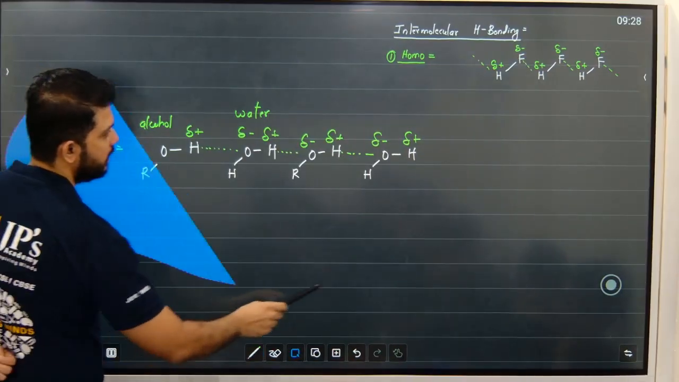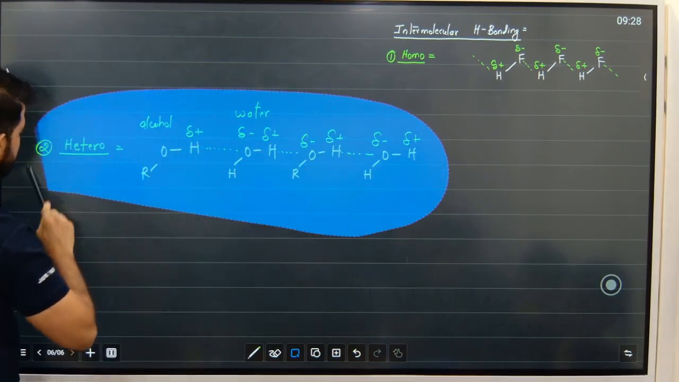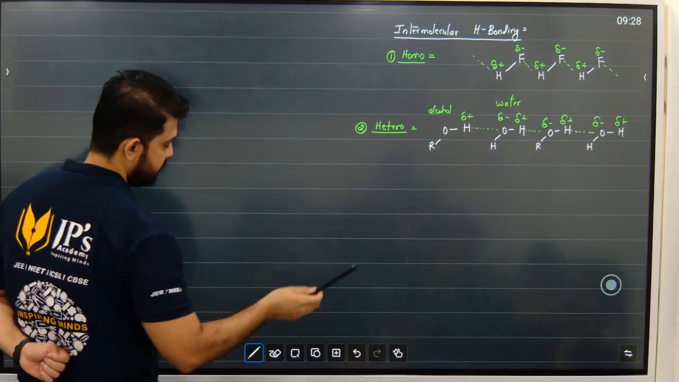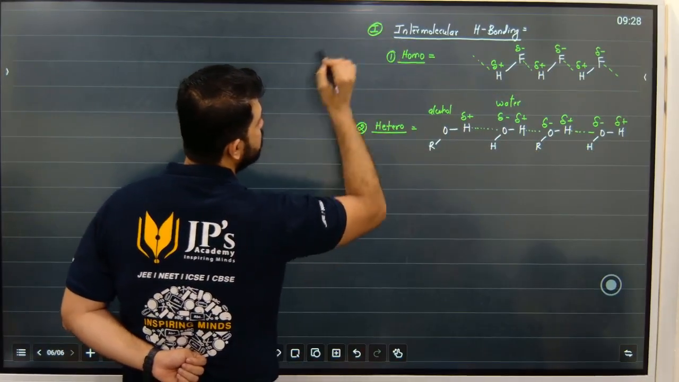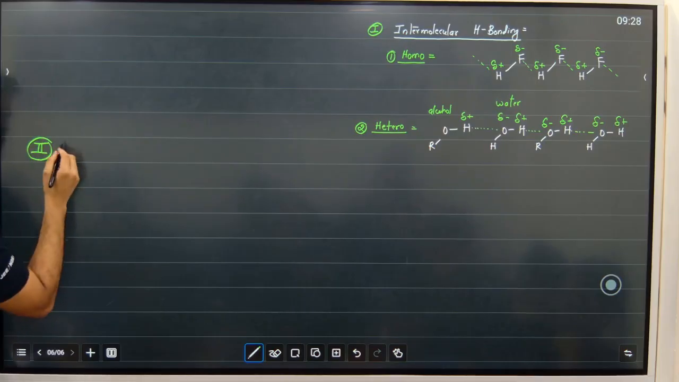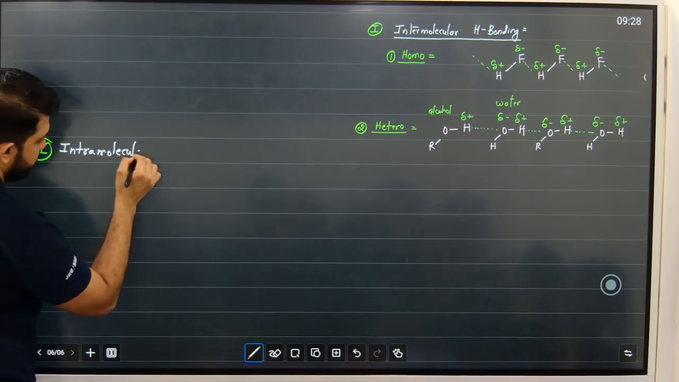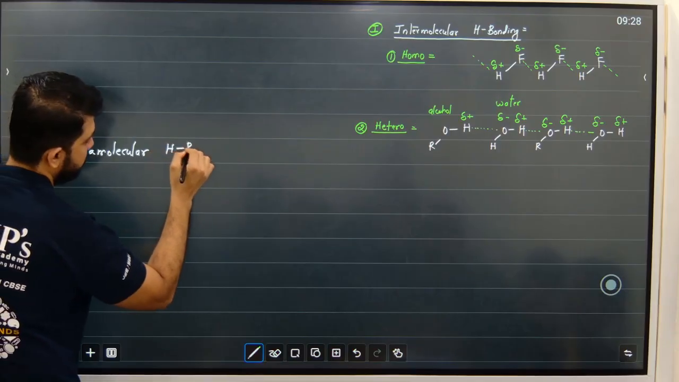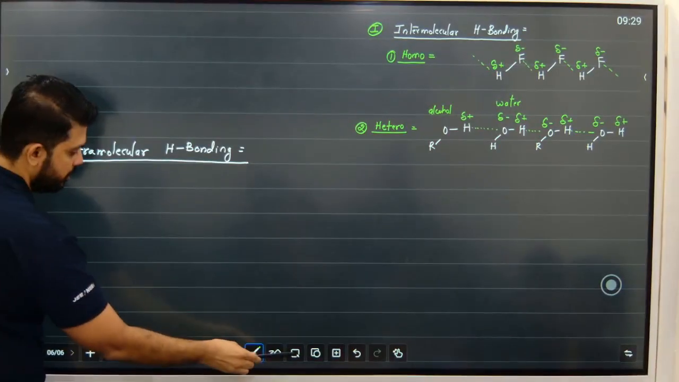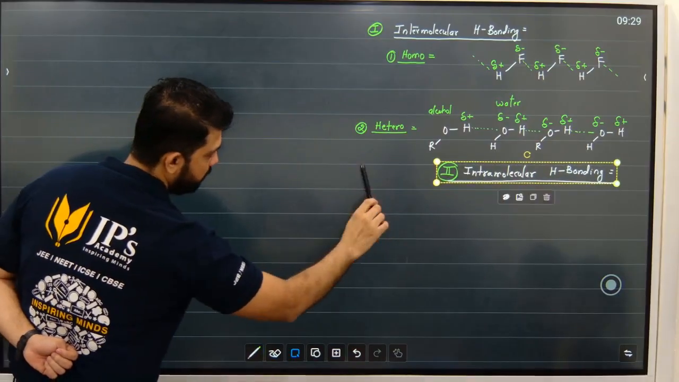Next. What is the second classification of hydrogen bonding? Intramolecular. What does intramolecular mean? Hydrogen bonding within the same molecule. So this is intermolecular. The second one that we have is called intramolecular. Intramolecular hydrogen bonding, I repeat, is hydrogen bonding within the same molecule.